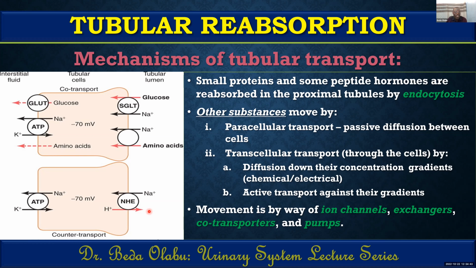You can also have other exchangers. Then we have co-transporters. A co-transport is transport of two or more substances along the same path, in the same direction. Like we can see here, glucose-sodium co-transport, sodium-amino acid co-transport. So co-transport will be movement of substances in the same direction. These are the different mechanisms of tubular transport that I want you to grasp.